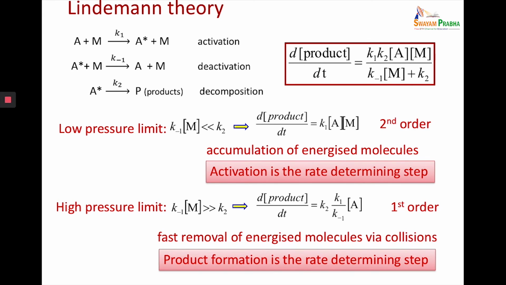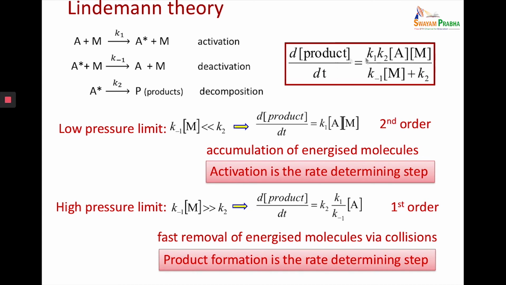Under low pressure, the reactions were second order. Under high pressures, they were first order. So how do we get this from the rate law? Let us take the first case where K minus 1 M is less than K2. If K minus 1 M is less than K2, then I can ignore K minus 1 M.